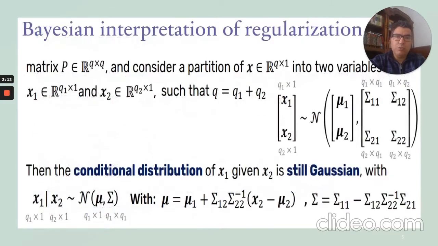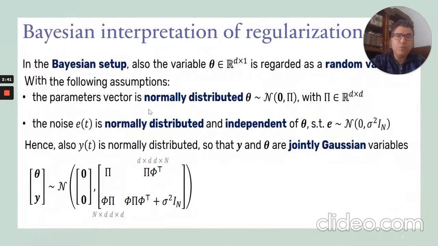So we're going to show a Bayesian interpretation of this regularization. To do that, we need this formula for the conditional distribution of a Gaussian. If we partition X into two vectors X1 and X2, with this joint distribution, then the conditional distribution is also Gaussian, with mean mu and covariance matrix sigma given by this formula. We're going to use this formula in the next couple of slides.